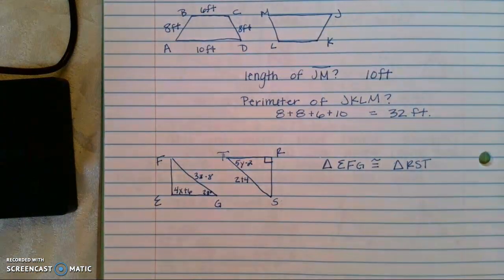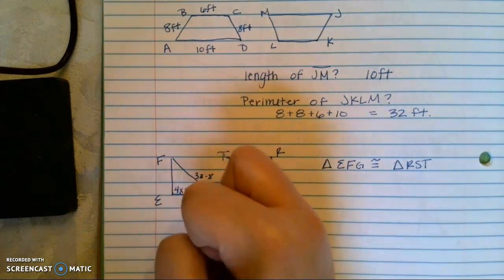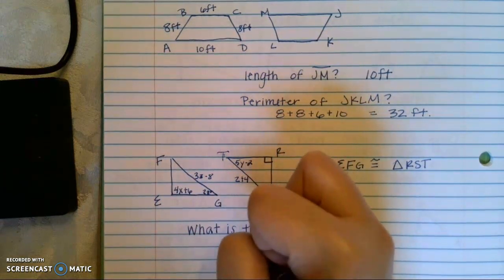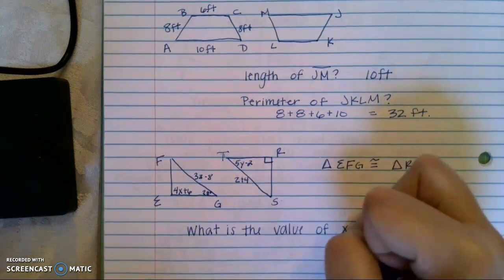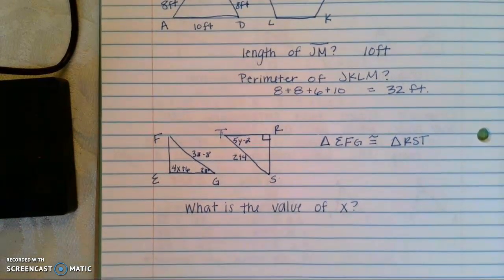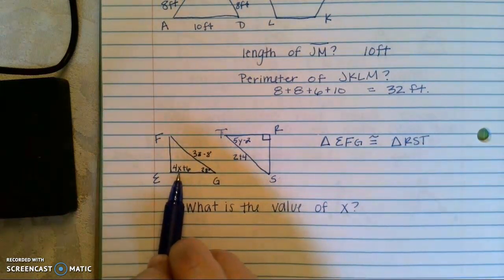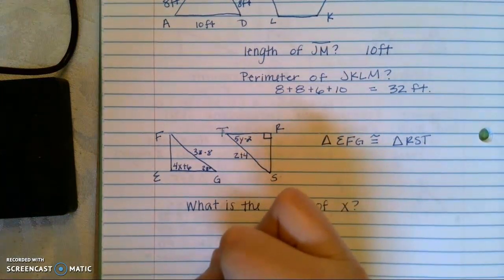Okay, so I know that EFG is congruent to RST. If I can match up my order, I can find out some different things about it. But the only question that it's asking is, what is the value of x? So first thing I want to do is look at my picture and where is x? X is only down here in angle E. Well, angle E, I know, is 4x plus 6.